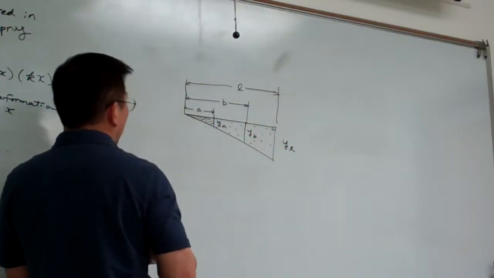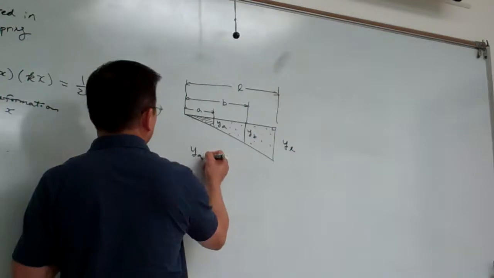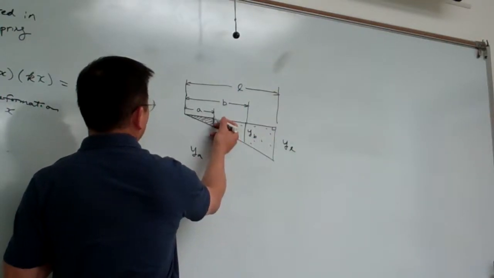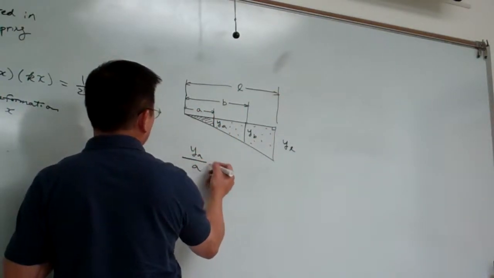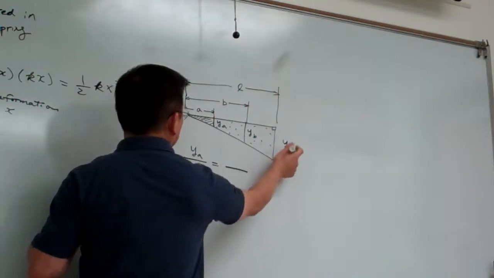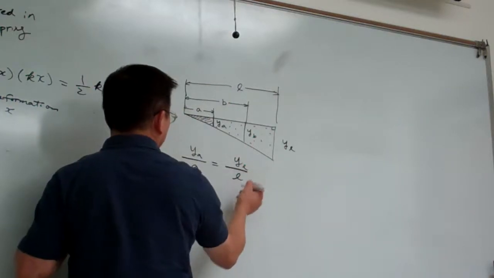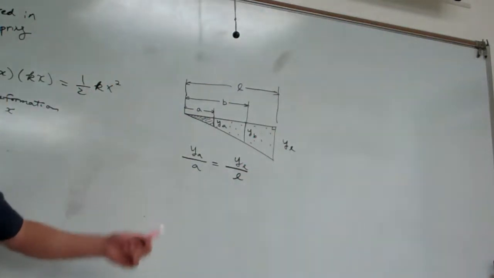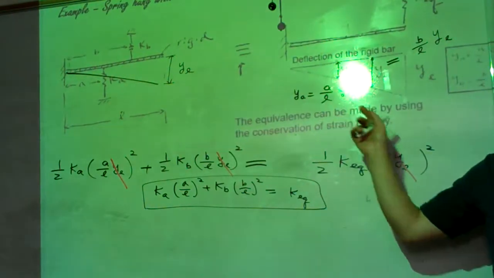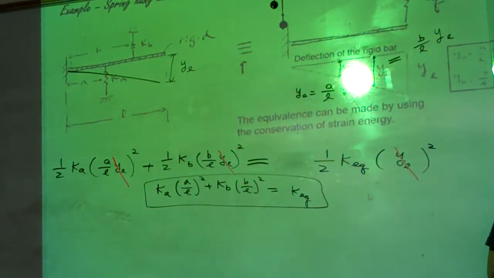Then you can tell YA on this side with respect to this side of that small triangle will be equal to the YL on the bigger triangle with respect to the size of that triangle. So using this one, you should be able to get this kind of relation quickly.